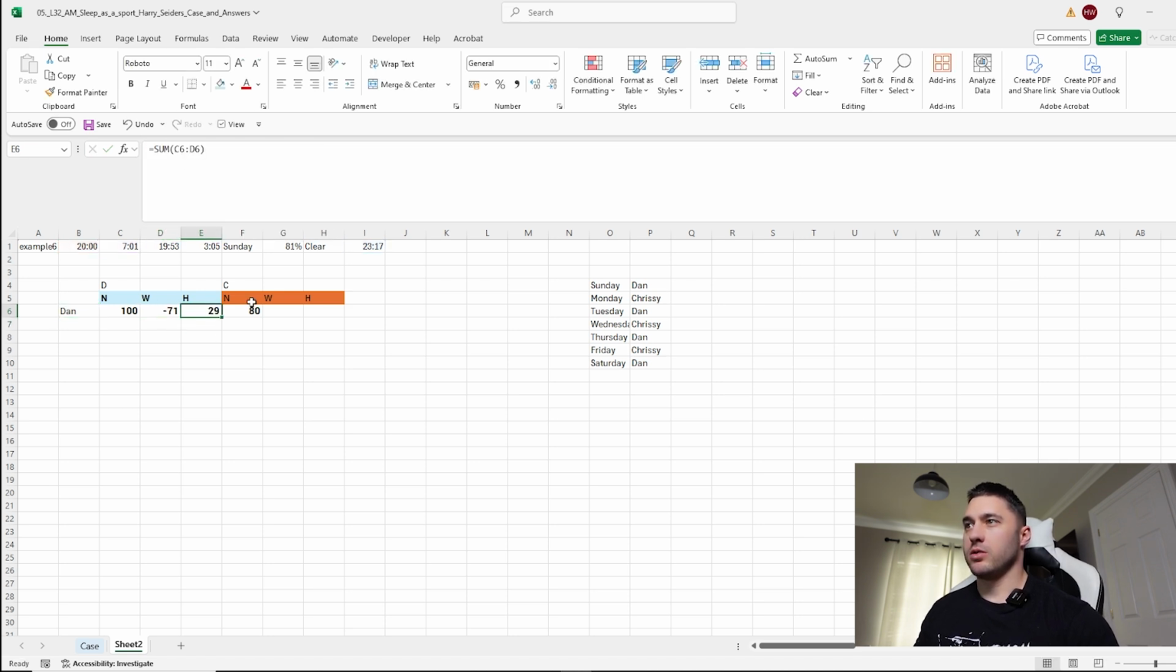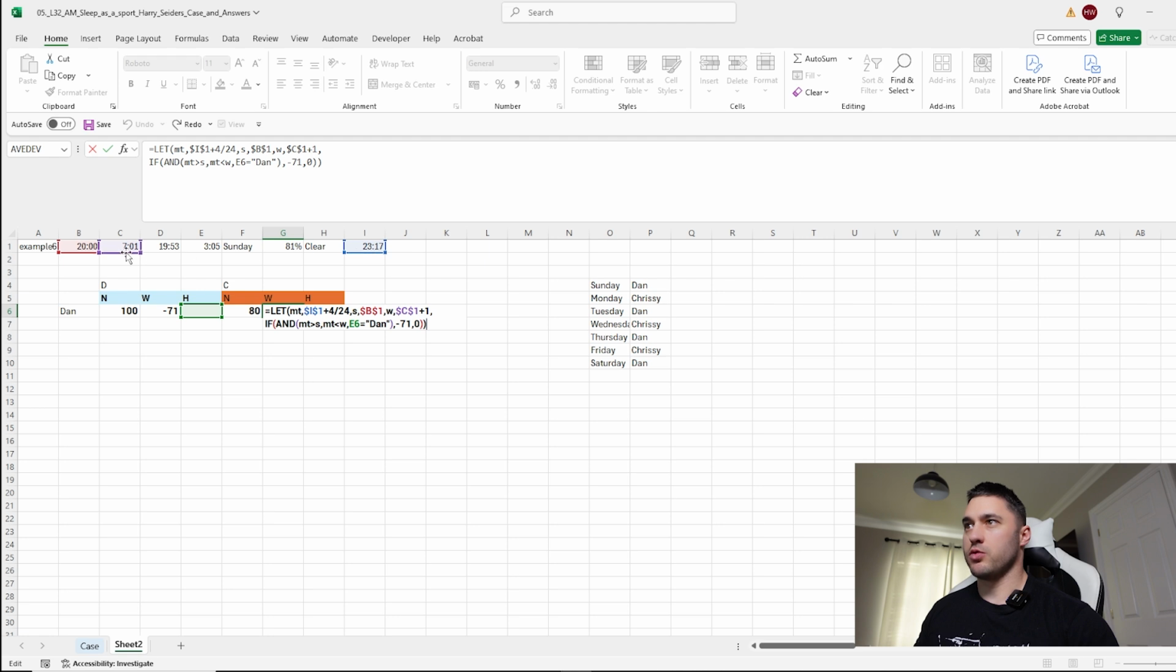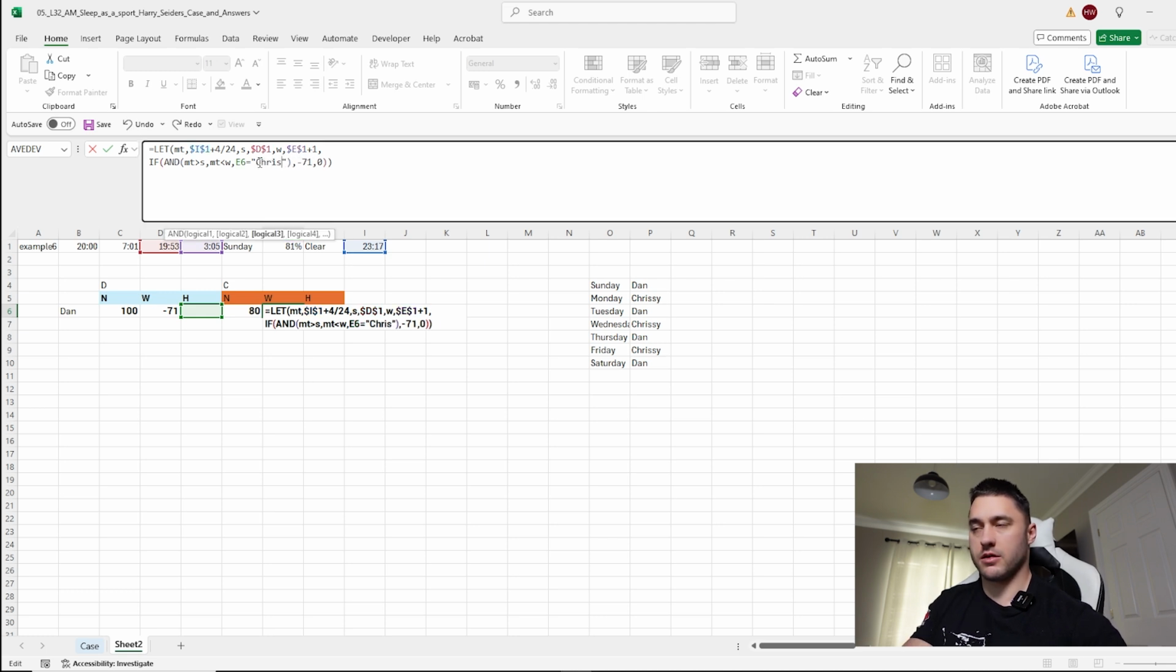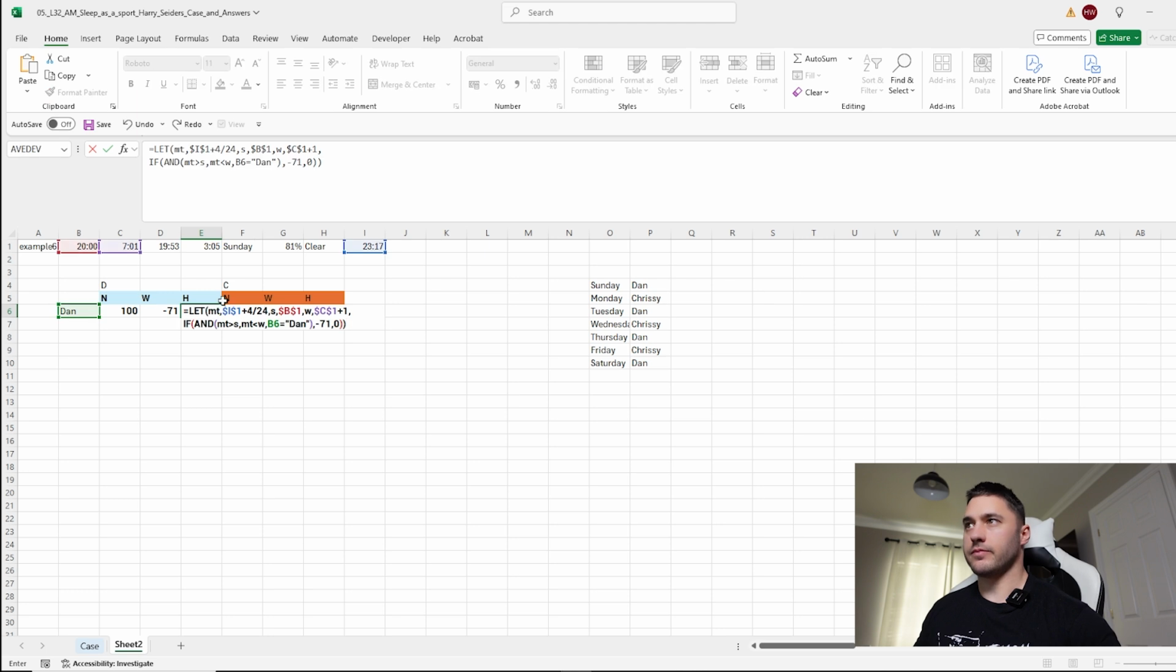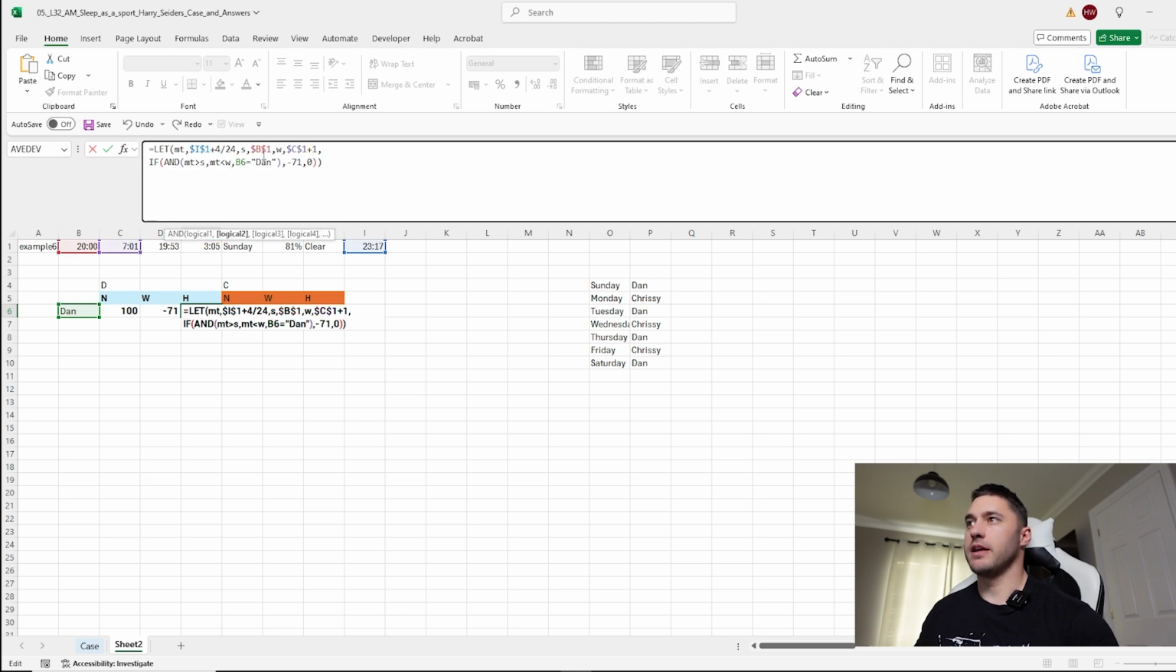Okay, and then the howl is a little more complicated, so we'll figure that out in a minute, but let's do Chrissy's walking. So this is going to be exactly the same, but we want to move over to Chrissy's times. And this is Chrissy. So for the howl, everything's going to be true of the walk other than the person. So let's just copy this in for now. The howl is only going to impact Dan if it's Chrissy's turn to walk. So let's change this to Chrissy.